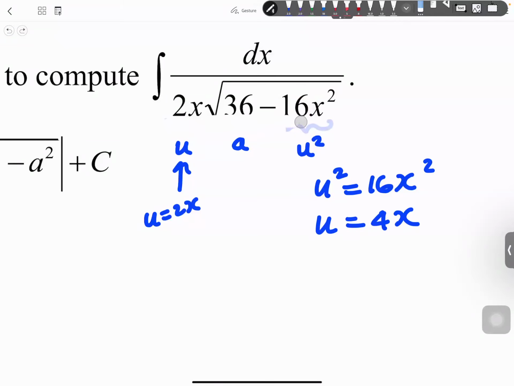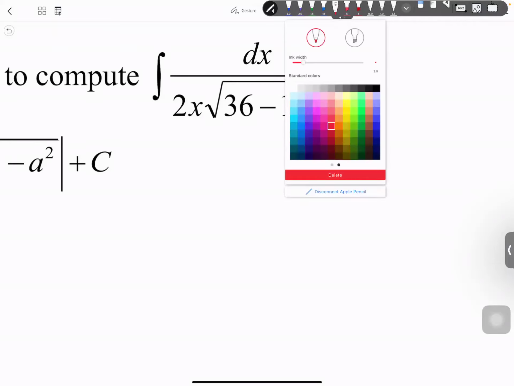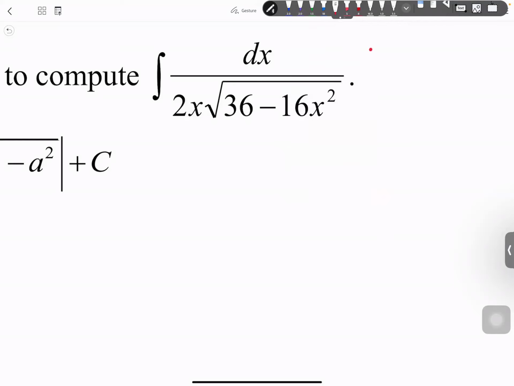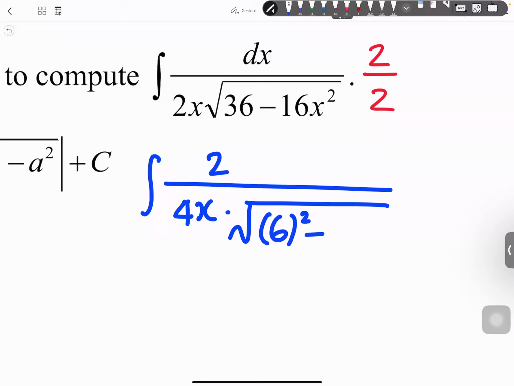So I'm going to multiply this entire expression by 2 over 2, right? And what that is going to do for me is turn this into 2 over 4x times the square root of, and this 36, I'm going to write as 6 squared, and the 16x squared we could write as 4x squared, and here's my dx.